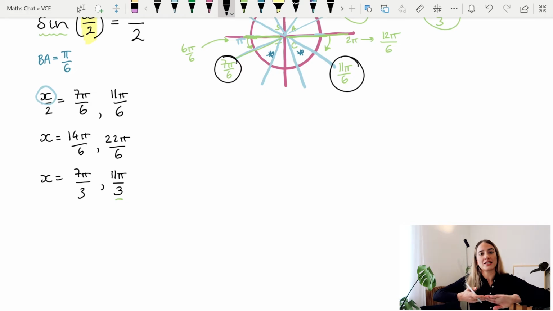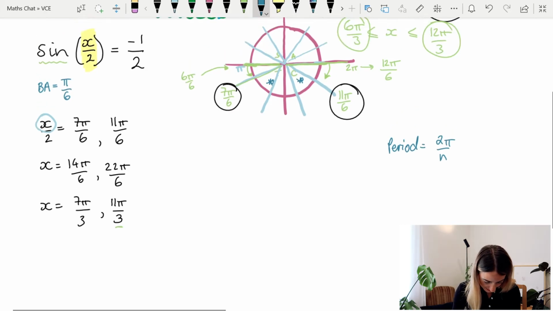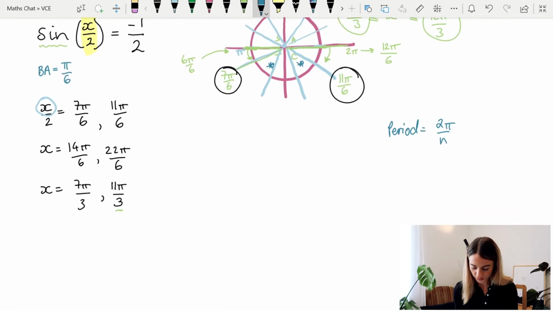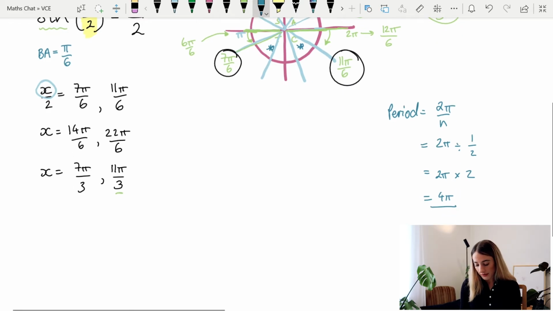Now, imagine if my domain was extended, or I had a larger domain. In that case, what I would need to do is calculate the period, which for sine graphs is period equals 2 pi on n, where n is the number that is multiplied by x in those brackets there. So in this case, my n is 1 on 2. So the period is equal to 2 pi divided by 1 on 2, which is equal to 2 pi times 2, which is equal to 4 pi. Okay, so that is the period in this context.